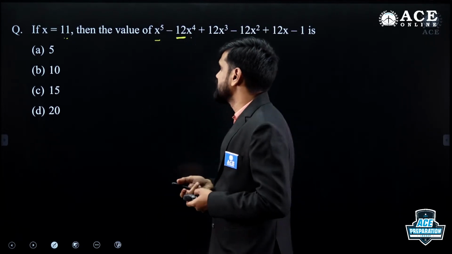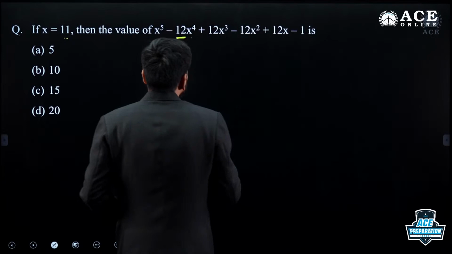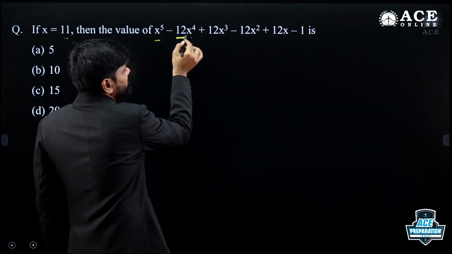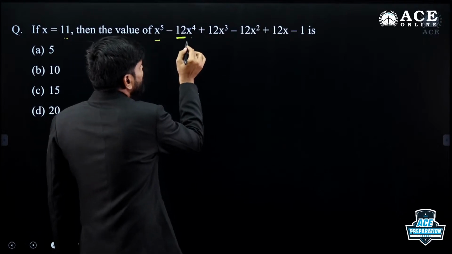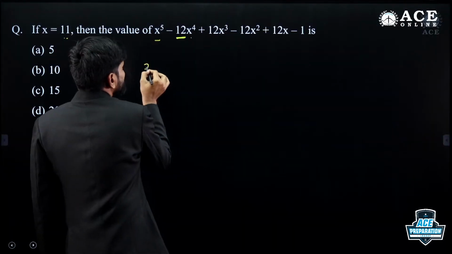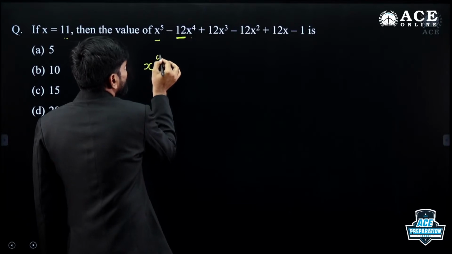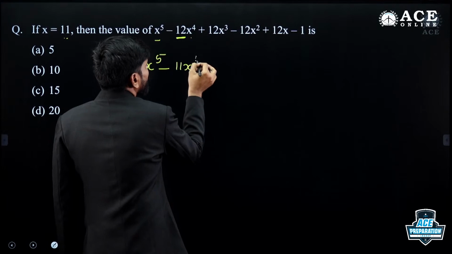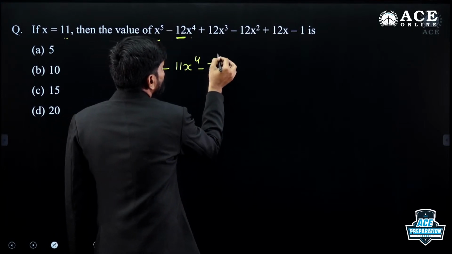There will be a relation over here. So the relationship is this. Here, x to the power of 5 minus 12x to the power of 4. If you are taking x to the power of 4 as common, you just write it like this. x to the power of 4 times x to the power of 5 minus 11x to the power of 4 minus x to the power of 4, I can say.